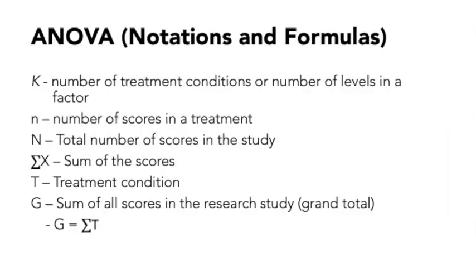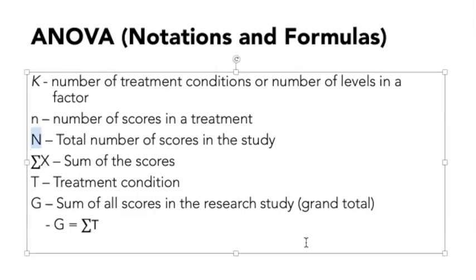Here, similarly, we are going to do one-way ANOVA as well. I'm not going to do two-way ANOVA because that's a bit more complicated, but we can do one-way ANOVA. So first I will introduce you to some important notation and formulas. The first one right here is K. K represents the number of treatment conditions, or number of levels in a factor. And then small n represents the number of scores in a treatment. Capital N represents the total number of scores in the study.